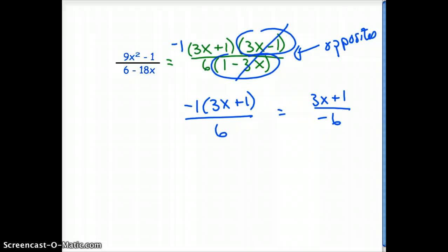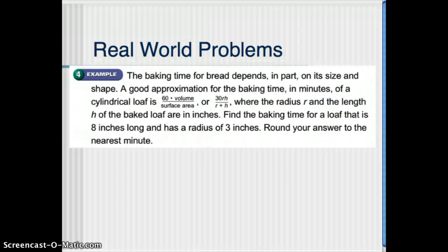All right, let's try one word problem. Let's see how you do. Here's a real world problem. The baking time for bread depends in part on its size and shape. Here's a good approximation for the baking time. If you worked at Panera or something, this would be very useful to know. If you have a cylindrical loaf, it's 60 times volume all divided by surface area, or simplified, that's 30 times radius times height all over radius plus height. The radius r and the length and height h of the baked loaf are in inches.